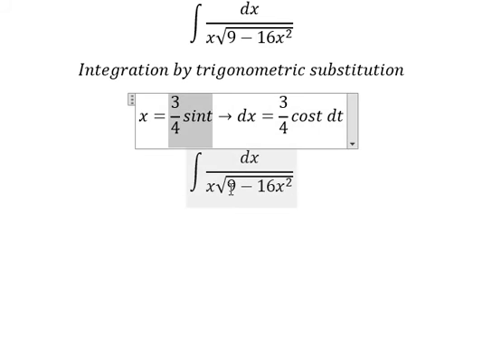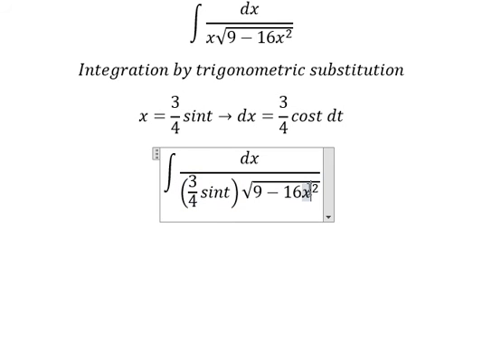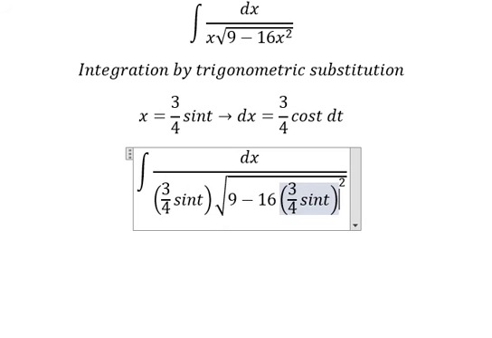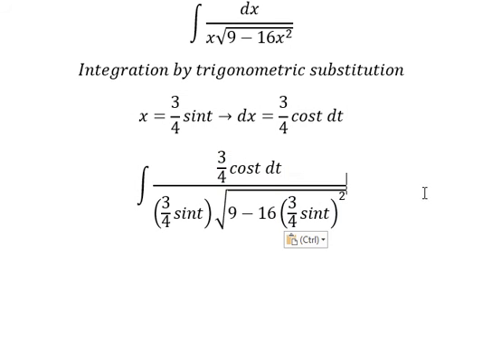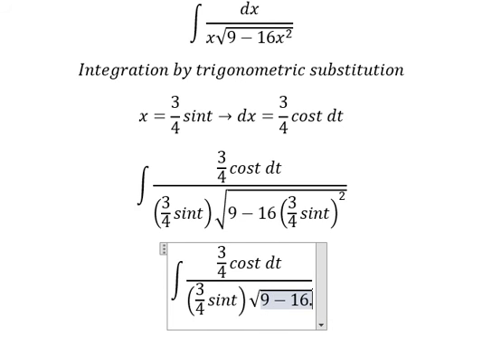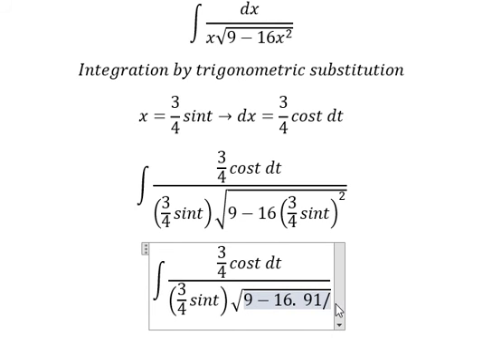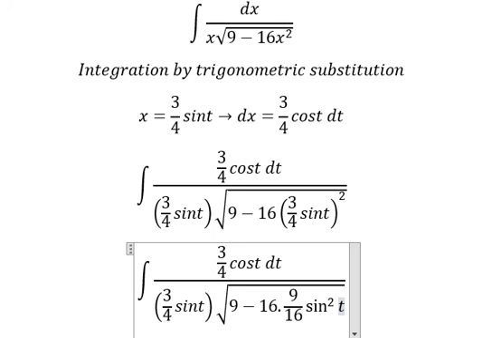So we put this one in here, and this one in here. ds we change to this one. So this one we change to 9 over 16 sine t squared.